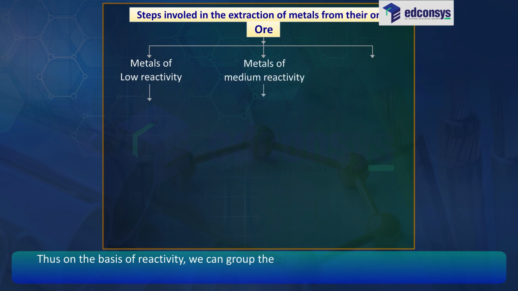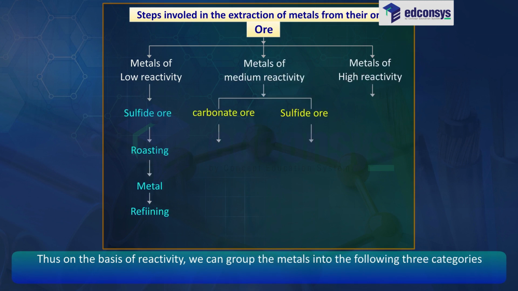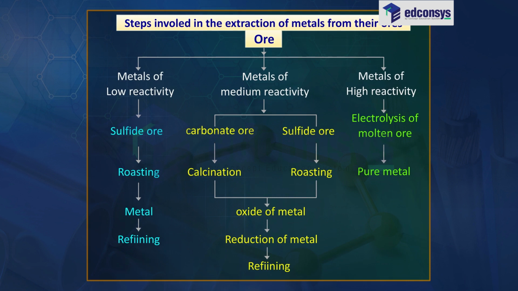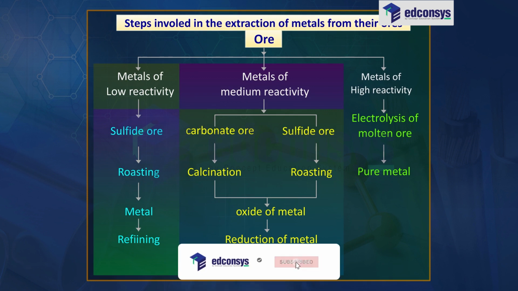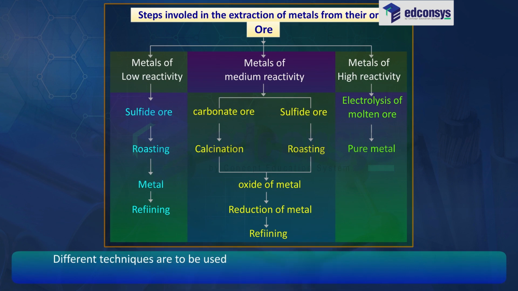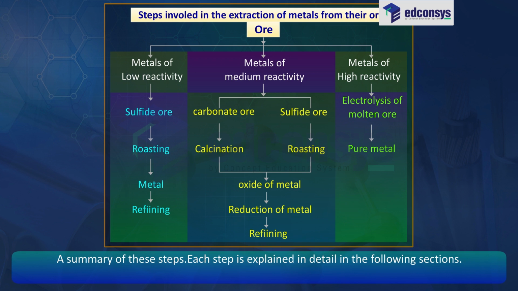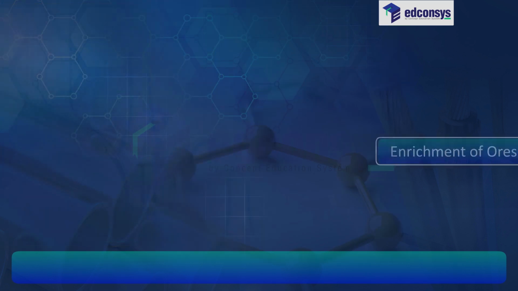Thus, on the basis of reactivity, we can group the metals into the following three categories. First, metals of low reactivity. Second, metals of medium reactivity. Third, metals of high reactivity. Different techniques are to be used for obtaining the metals falling in each category. Several steps are involved in the extraction of pure metal from ores. A summary of these steps. Each step is explained in detail in the following sections.